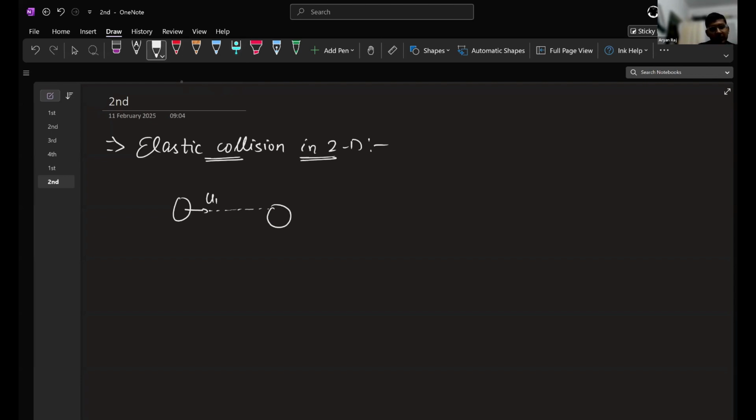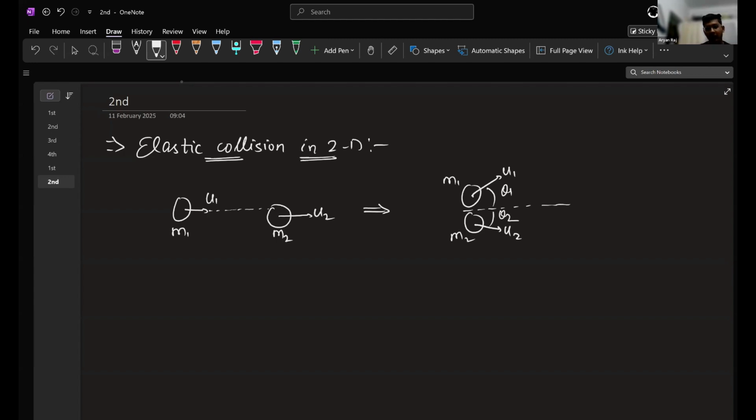So let's say it is moving in this direction with velocity u2, and after the collision the condition becomes something like this. Let's say this has a mass m1, this has a mass m2, and the initial line of motion was this. With respect to this, m1 is moving in this direction with u1, and m2 in this direction with u2. The angle it makes here is theta 1, and the angle this one makes here is theta 2. Again, m1, m2.